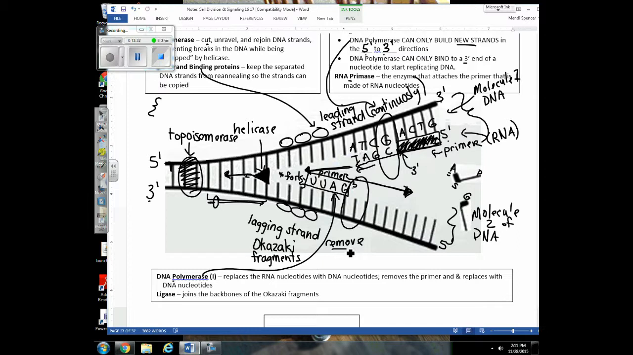Whenever it removes that primer, you're going to see here in a different diagram, I'll show you this, there's going to be a gap in the backbone between two nucleotides that are side by side. And so here comes our gluer. Here comes ligase. It's going to come in and it's going to seal up that sugar phosphate backbone.